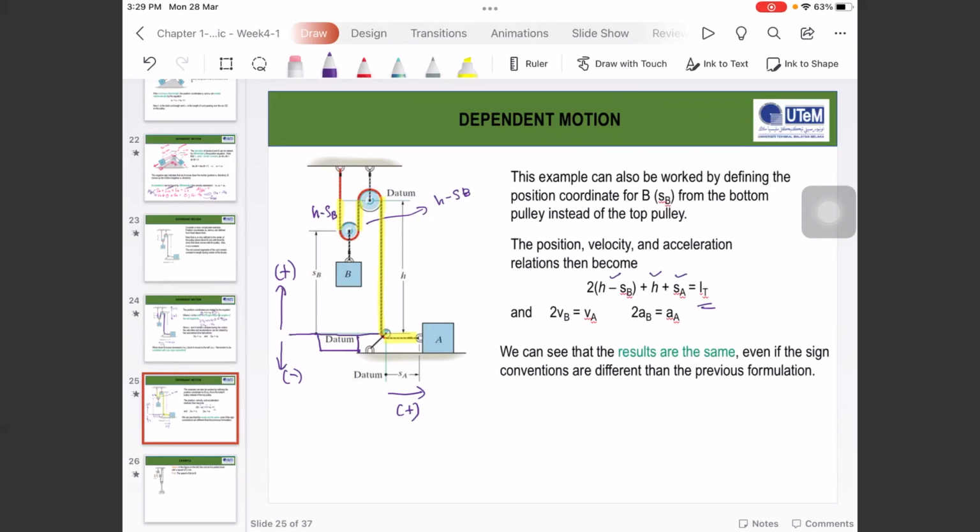Okay, so you differentiate dengan dia, you akan dapat, so 2VB is equals to VA. Ini kalau saya simplify kan, dapat 2H minus 2SB plus H plus, okay, so differentiate kan, dapatlah. So this one becomes 0, this one becomes 0, VB is equals to VA. Okay, so we get these equations.